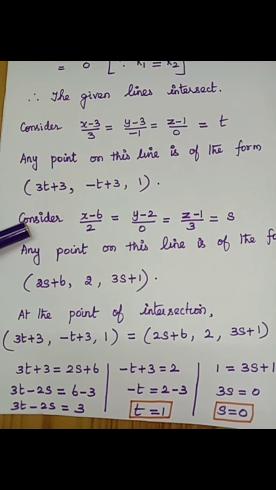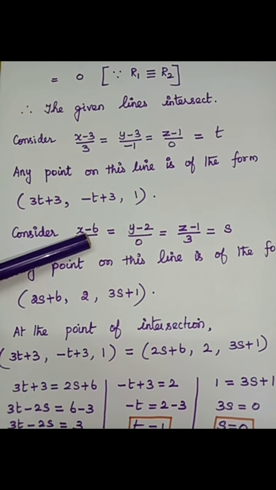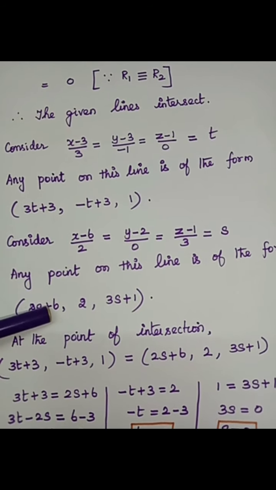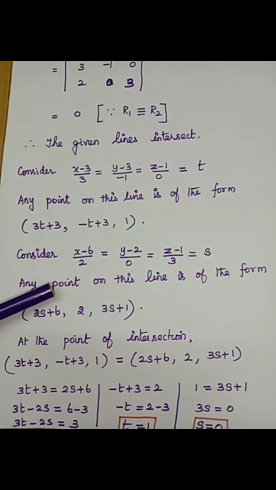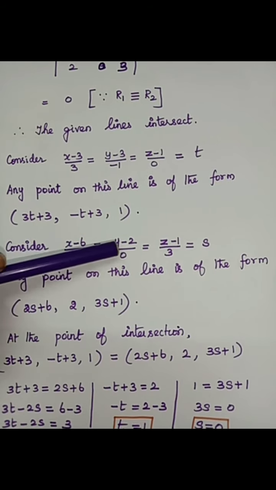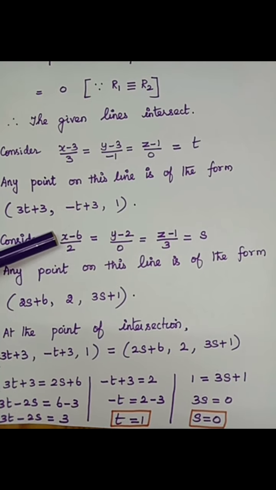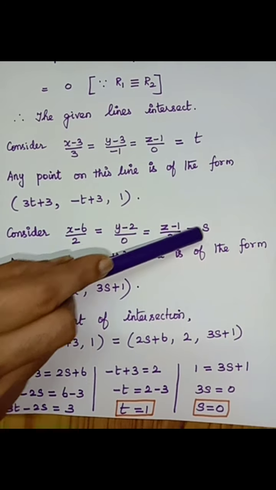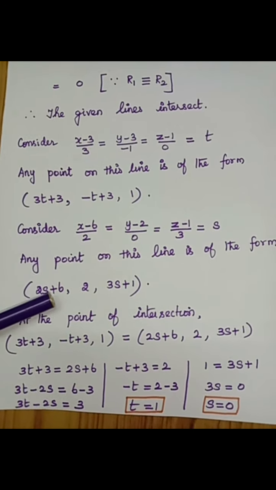Okay, you consider the second line and equate it to s, and you are going to find a point on this line. Okay, so the same way you have to proceed. So any point on this line is of the form, okay, so we have to find x, y, z. So take this term and equate to s. So x minus 6 by 2 is equal to s. So 2 into s is 2s, minus 6 when you take it to the right side it is plus 6. So x is equal to 2s plus 6.